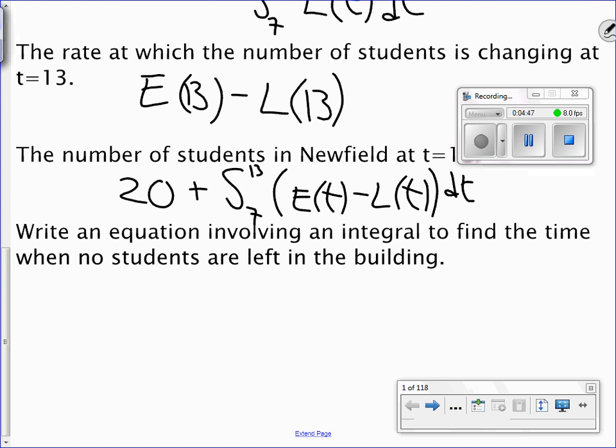Next one. Write an equation involving an integral. Equation's got to have an equal sign in it. To find the time, let's say we call the time, well, we can call it X, when no students are left in the building. Kind of an equation. So we'll start with an equal sign. Find the time no students are left in the building. So we definitely want to set it equal to 0.